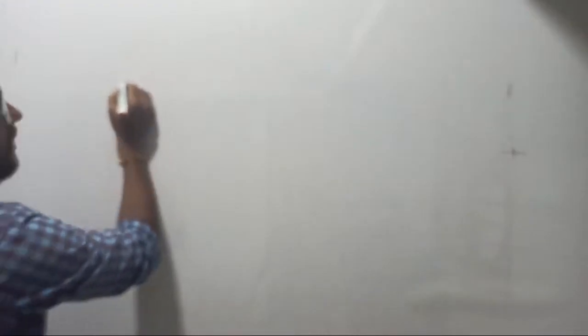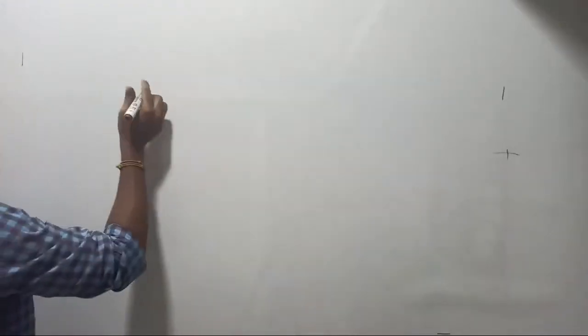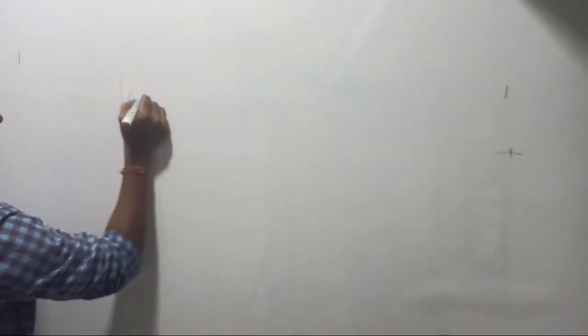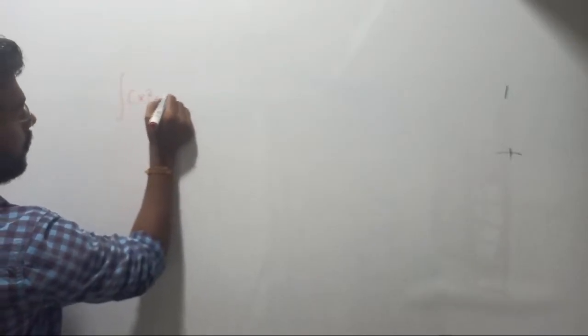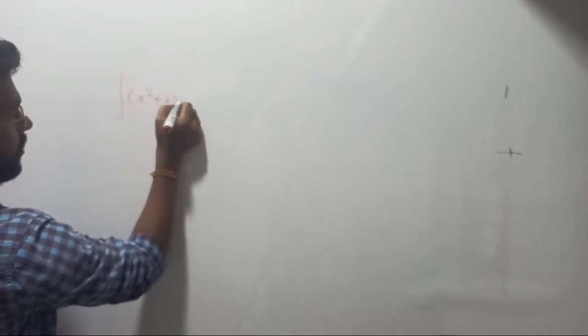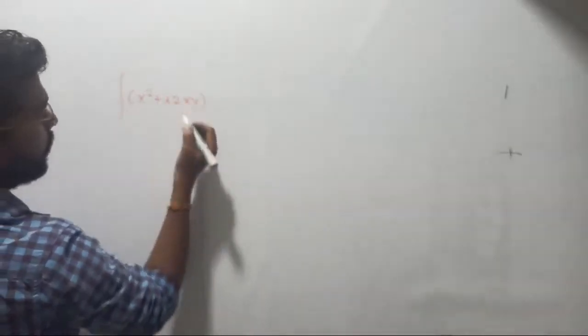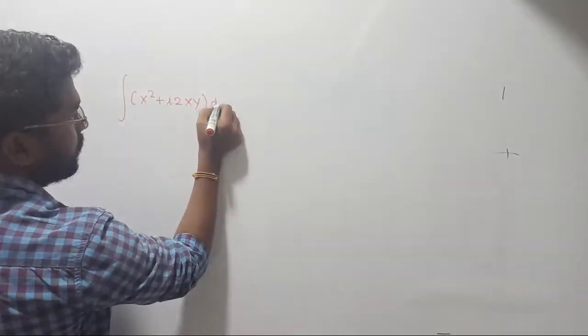Next, let me consider some other example. What we can consider for an example is x square plus I into 2x, something is given like this, 2xy. A function is given like this with the dz.